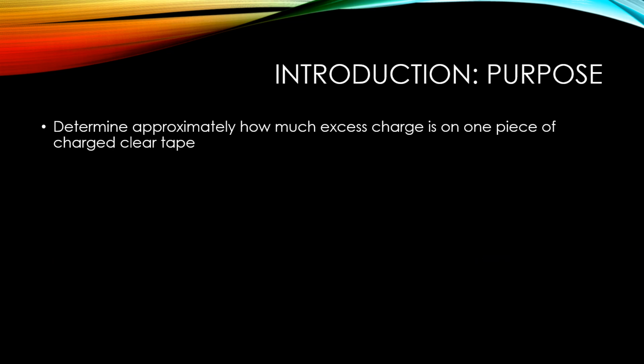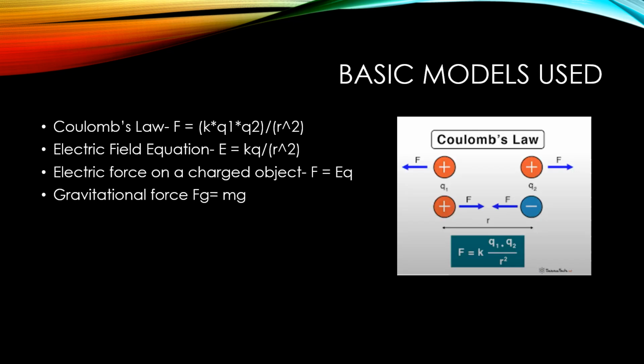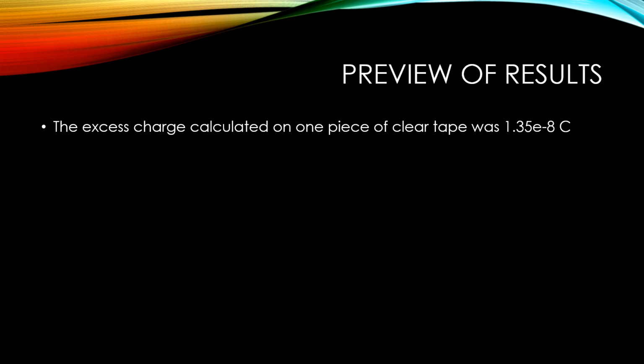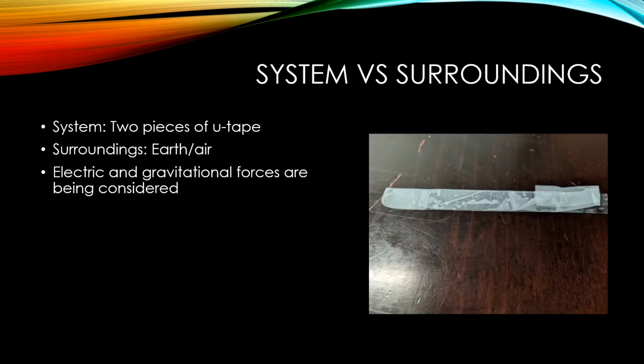So first, the introduction. The purpose of this lab is to determine approximately how much excess charge is on one piece of clear charge tape. The basic models used here are Coulomb's law, the electric field equation, the electric force on a charged object, and the equation for a gravitational force. So a quick preview of our results. The excess charge calculated on one piece of clear charge tape is 1.35 times 10 to the negative 8th coulombs.